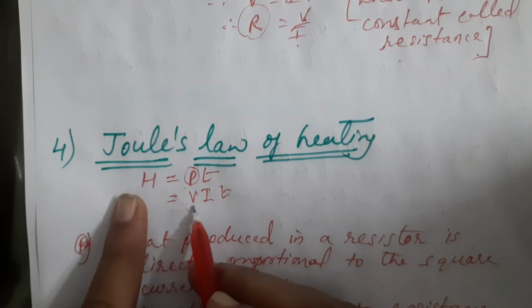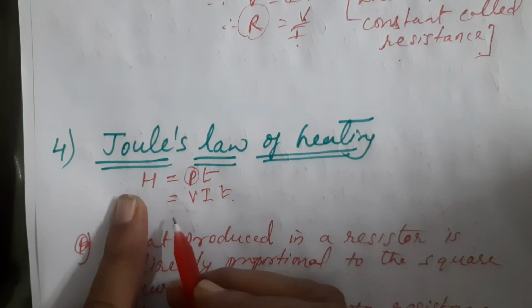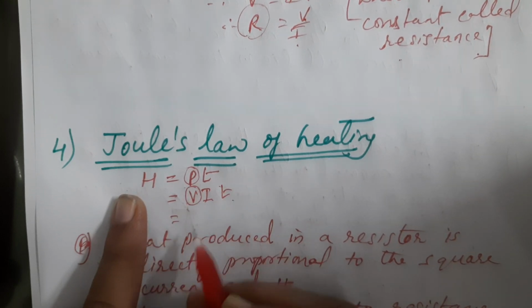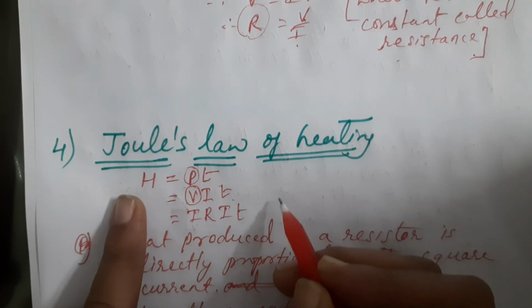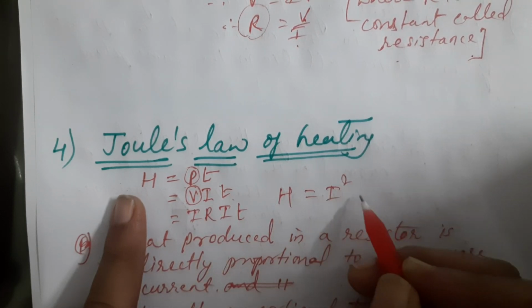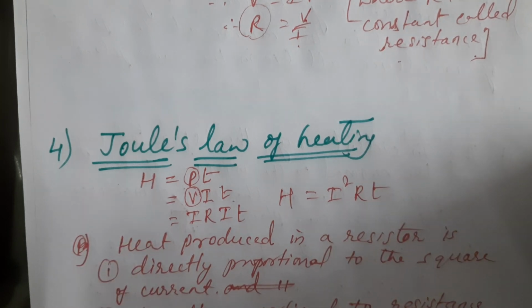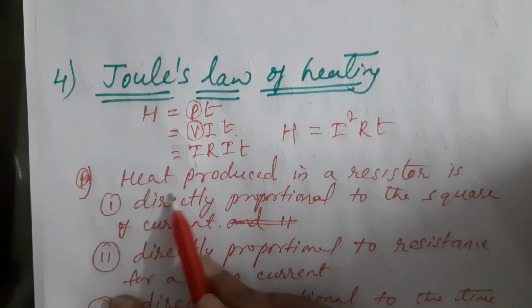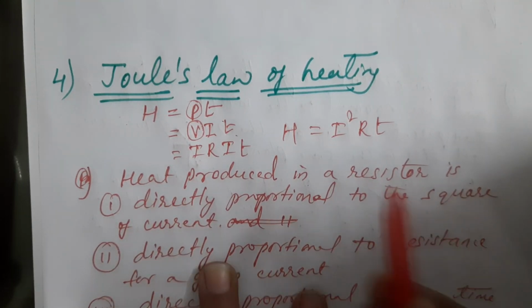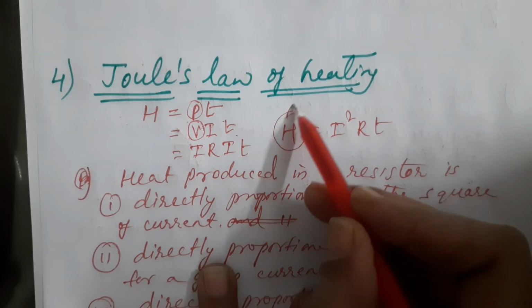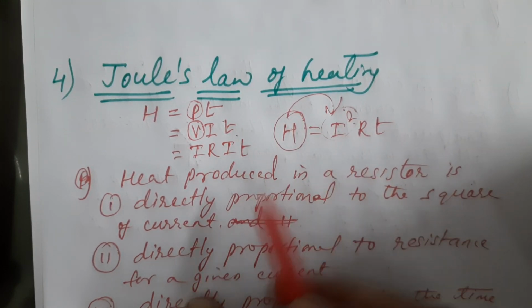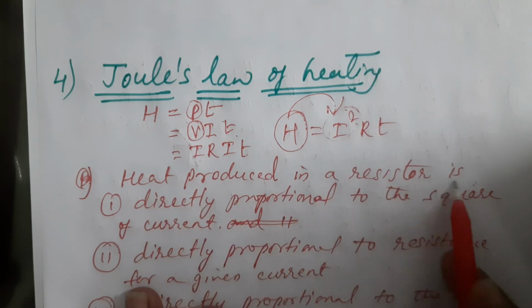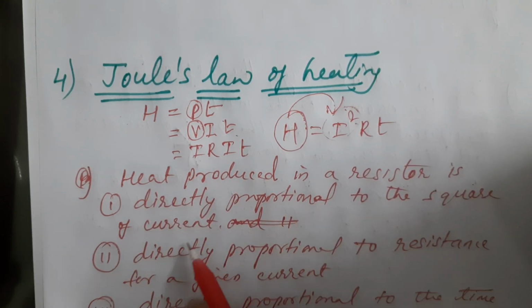Thus it is VIT, which is VIRT. Now, as per Ohm's law, V is IR. Finally, H is equal to I square RT. Thus, we can state the law as follows. Heat produced in the resistor is directly proportional to the square of current. Here we are getting I square. So, heat produced in a resistor is directly proportional to the square of current.